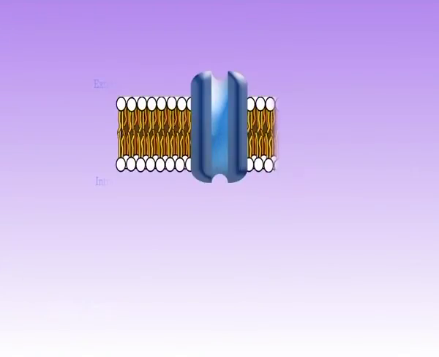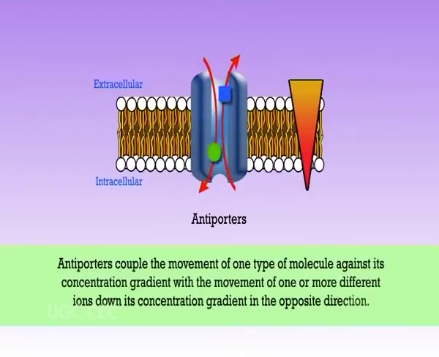Last is antiporters. Antiporters couple the movement of one type of molecule against its concentration gradient with the movement of one or more different ions down its concentration gradient in the opposite direction.